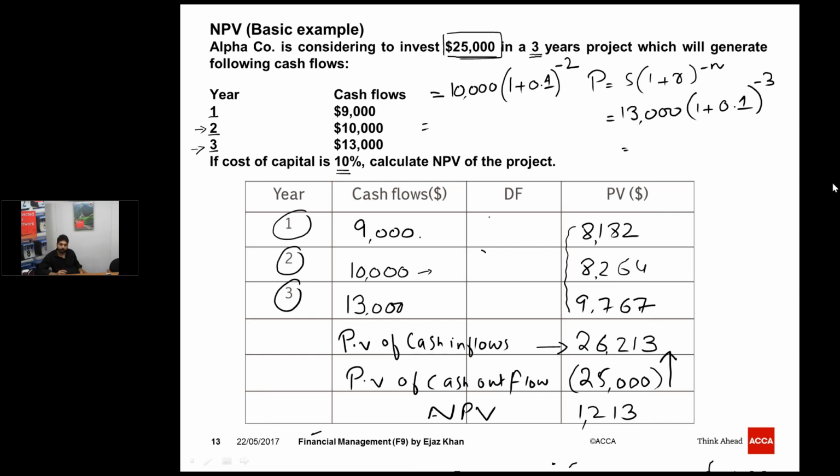Any question from your side? Anyone? Try to be interactive so that I know that you people are getting it and I should move on. So did you get this example? Is it clear now?